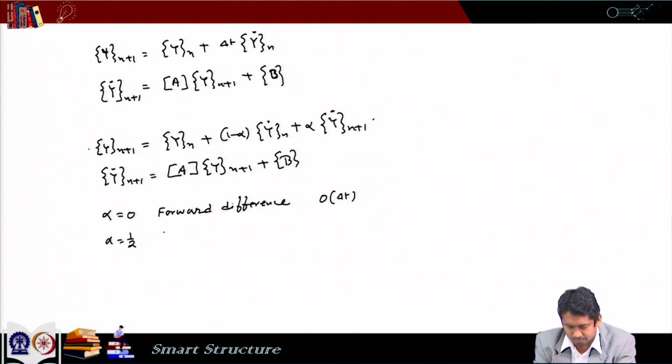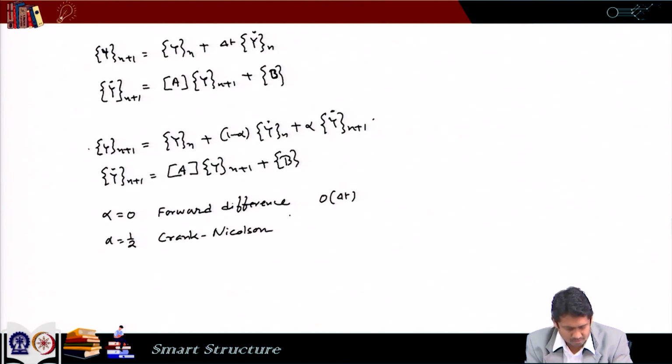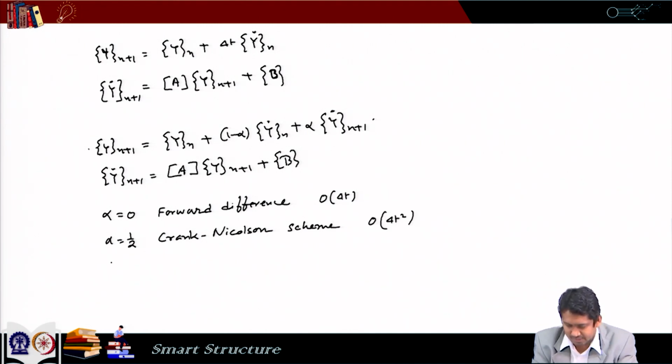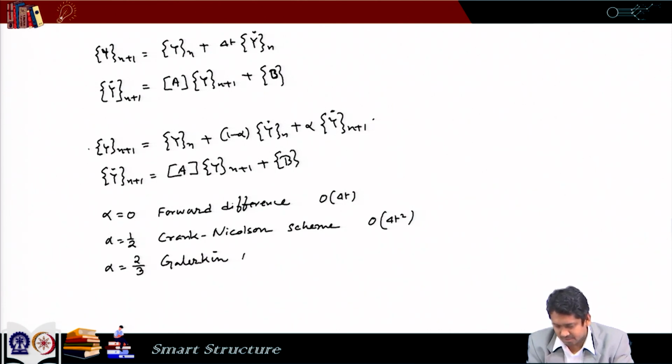When alpha is equal to half, it is called Crank Nicholson scheme, and here the order is delta t square, and when alpha is 2 by 3, it is called Galerkin method.